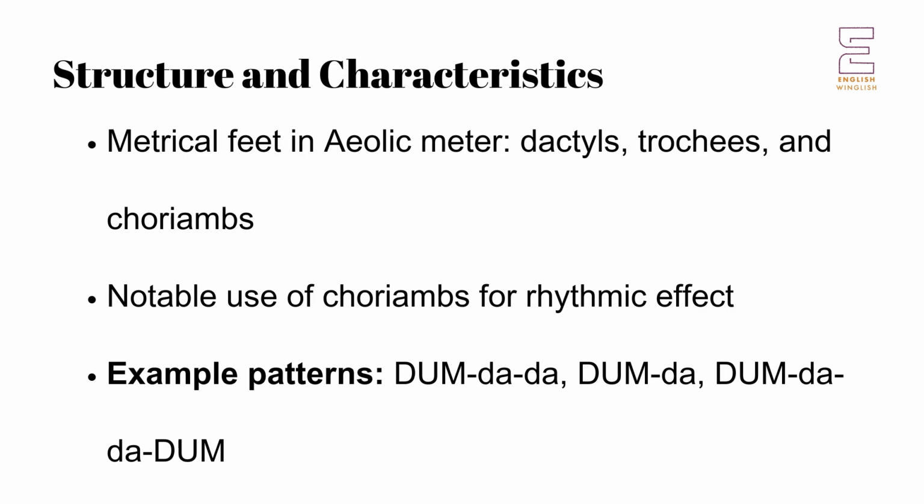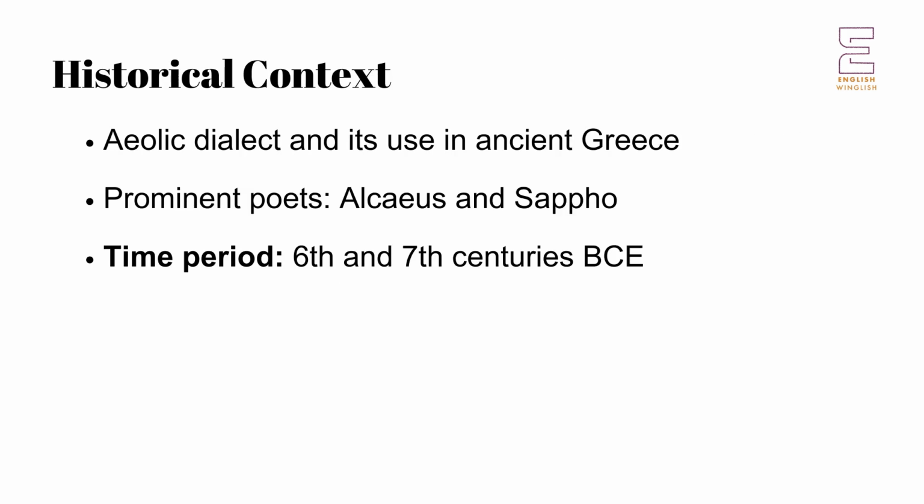In Aeolic meter, these feet are arranged to create a rhythmic and melodic effect that is distinct from other Greek metrical forms. The use of choriambs is particularly notable as they provide a striking rhythmic pattern that sets Aeolic poetry apart. Historical context. Aeolic meter is named after the Aeolic dialect, one of the major ancient Greek dialects.